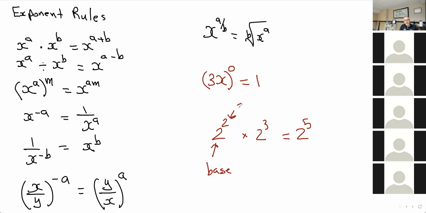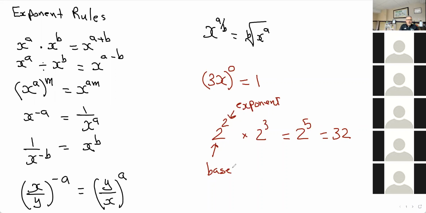And this 2 on top, we call it the exponent. So when we multiply bases, we add their exponents. Very important to remember that. And then 2 to the power of 5 just means 2 times 2 times 2, 5 times, and that will give you 32. You could do it in your head. 2 times 2 is 4, times 2 is 8, times 2 is 16, and times 2 gives you 32.